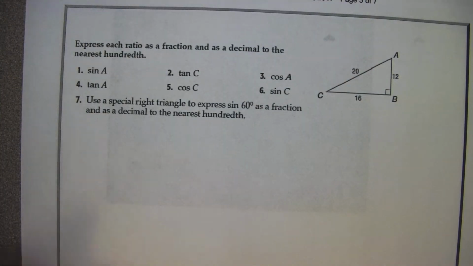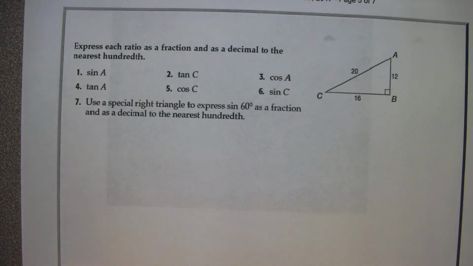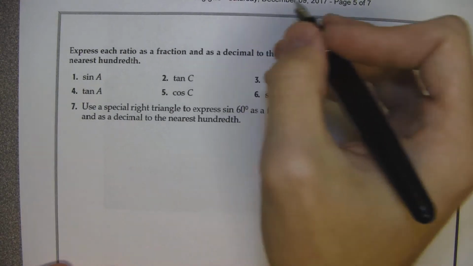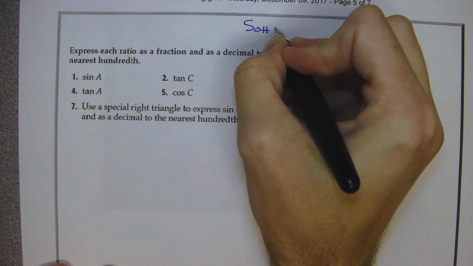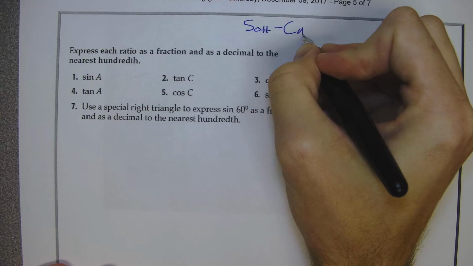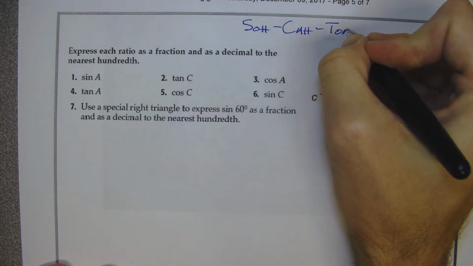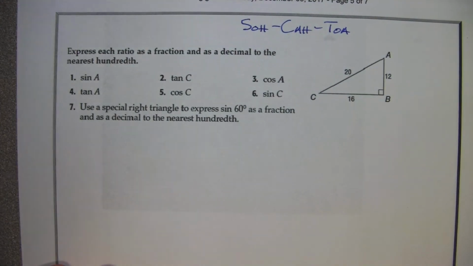We'll try it again. Express each ratio as a fraction and as a decimal to the nearest hundredth. So again, if you're having a hard time, remember, well, what is sine, what is cosine, whatever. Again, write your mnemonic device: SOHCAHTOA. Okay? Now, if you want to take a moment and try and work these problems out on your own, if you've got the notes to follow along, then go ahead and pause the video, do that, and then come back when you're finished and get the answers. But I'm going to go ahead and start working them out.